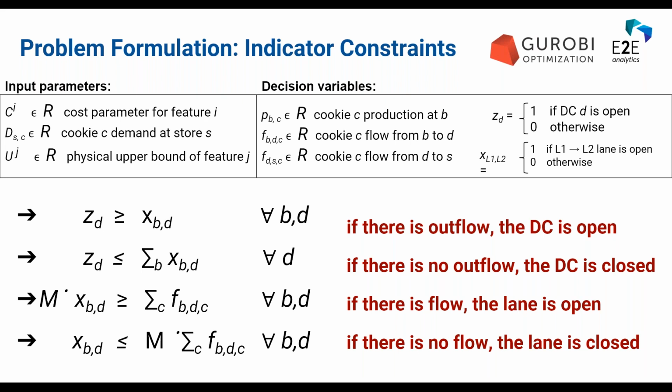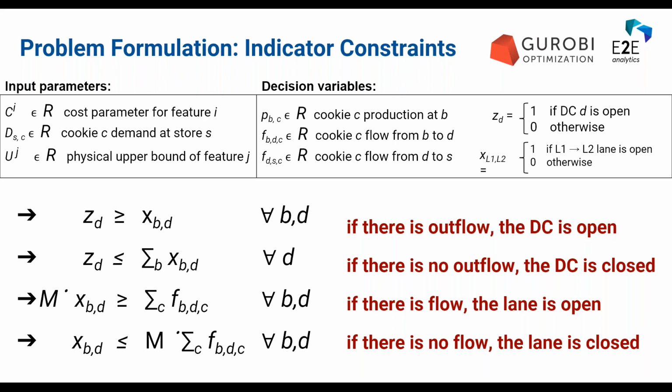The first one is saying if there's outflow, then the DC is open. So that Z variable, if that is 0, so that DC is closed on the left-hand side, then that right-hand side also has to be 0, right? Because it has to be less than or equal to 0. So we're saying that DC is closed and there's no inflow into it.